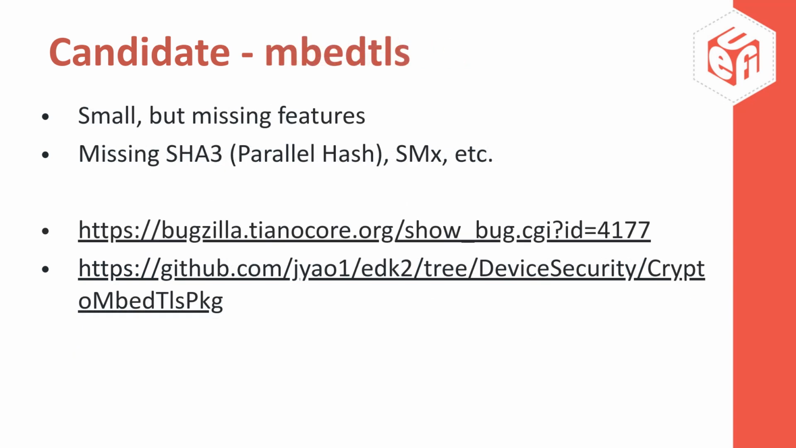One way is to find a smaller crypto library. Embedded TLS is a good choice for embedded systems. It includes crypto primitives, X509 certificate parsing, and TLS capabilities. So I did a prototype for embedded TLS version 2 in the crypto package. The result shows the crypto library is much smaller. However, the downside of embedded TLS is that it does not support all features. For example, it does not have SHA-3, parallel hash support, and SM3, etc.